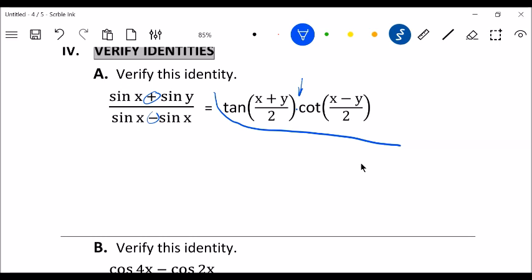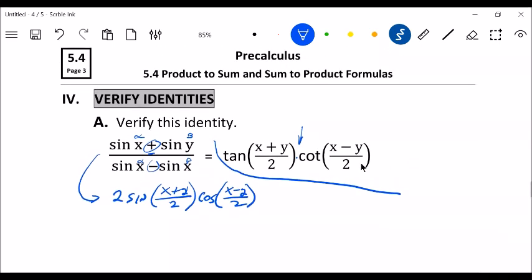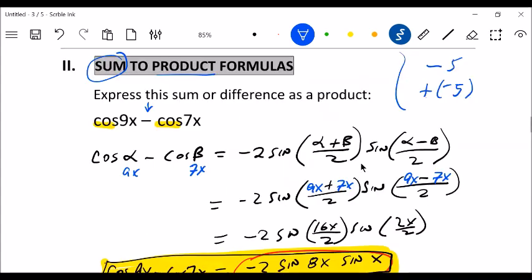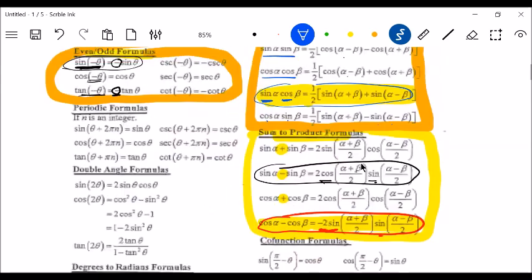So we can do that. This is alpha and this is beta. And for the bottom one, that'll be its alpha and its beta, same in this case. So when you have a plus, that's going to be 2 sine of (x plus y) over 2, alpha plus beta over 2, times cosine of (x minus y) over 2. And that comes from up here. We come back to this.